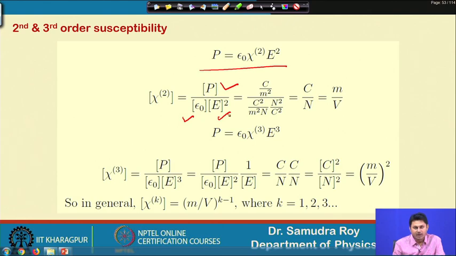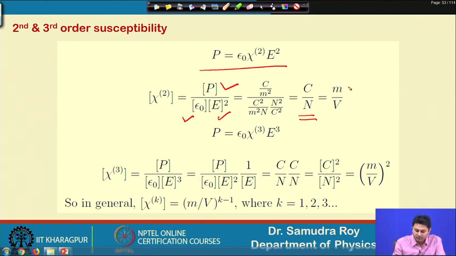So, if I now put term by term, the dimension of P is coulomb per meter square, that we have already figured out in the previous slide. Epsilon 0 again we are going to use, this is coulomb square divided by meter square and Newton, and it will be multiplied by the dimension of electric field, which is Newton by Coulomb, and then if I take the square of that, it should be Newton square by Coulomb square. After combining all these things, finally we have dimension like Coulomb per Newton. So, Coulomb per Newton can easily be represented by meter per volt.